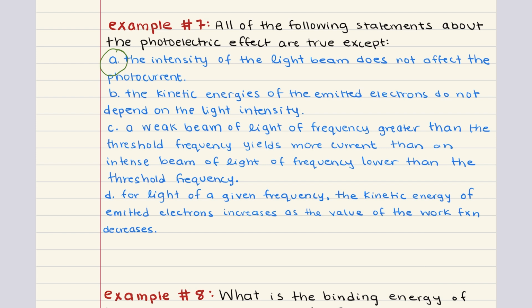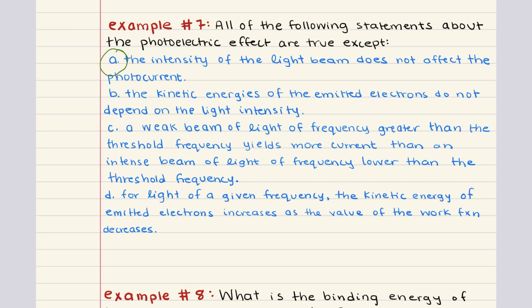per unit time. If the frequency of the photons is above the threshold frequency, a higher intensity light beam will result in more photons, which means we're going to eject more electrons and thereby increase the photocurrent. Therefore, intensity directly affects the photocurrent. Let's still work through answer choices B, C, and D.